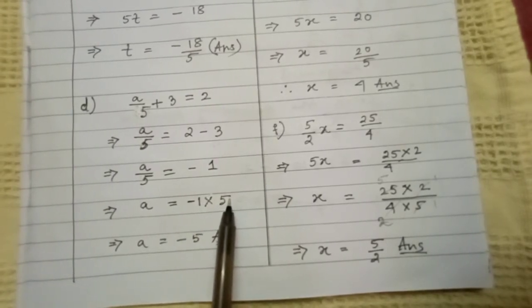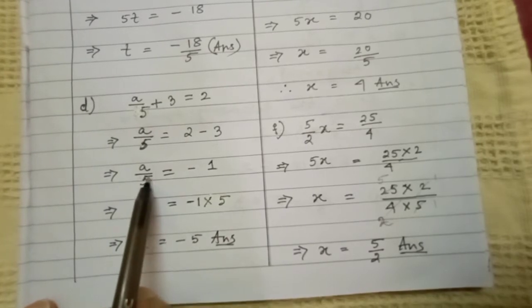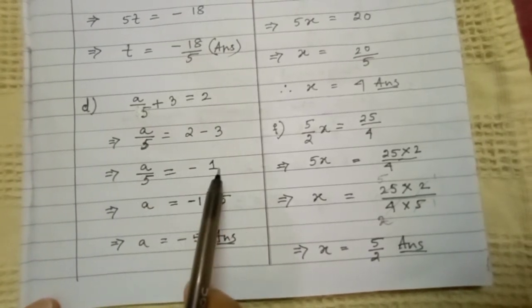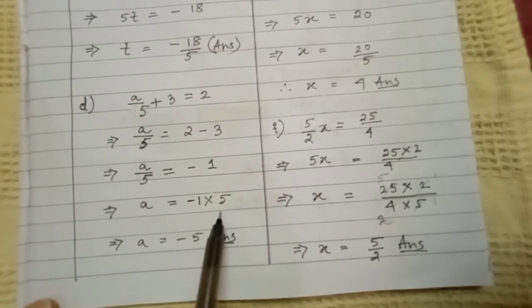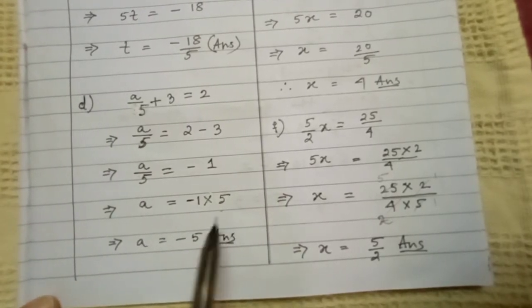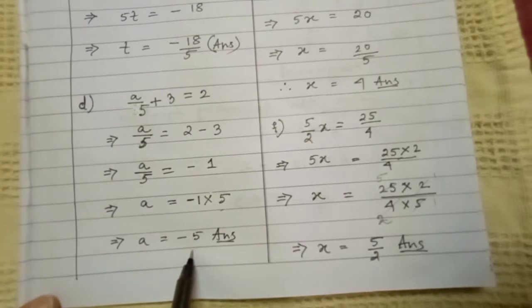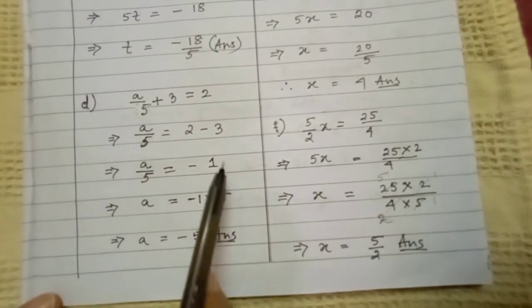Remember the steps. If we want to remove this 5, you have to multiply here by 5 and here also 5. That step we are doing in this way only. It is a slightly direct way. So a is equal to minus 5. Understood, students? Next, come to the next sum.